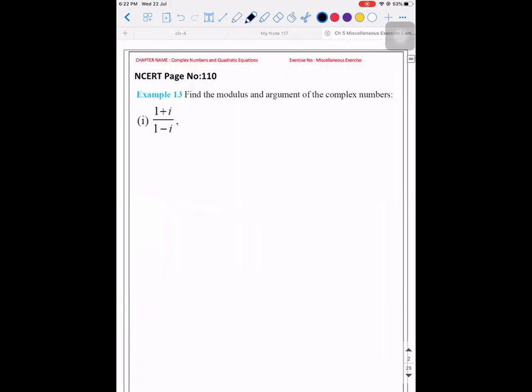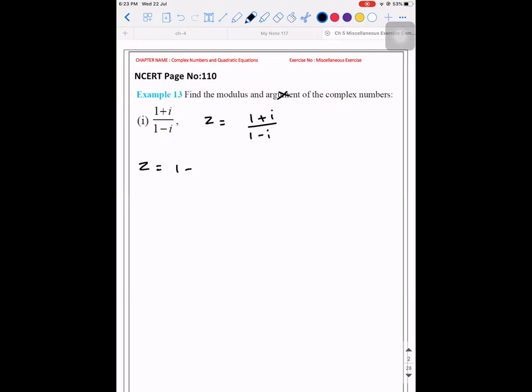So find the modulus and argument of the complex numbers. Here the complex number given is 1 plus i divided by 1 minus i. So you need to find the modulus and argument. Argument you can keep for later. Let's find the modulus. Argument means angle. For that I need to explain the polar form. As of now, forget about argument. So what should I do?